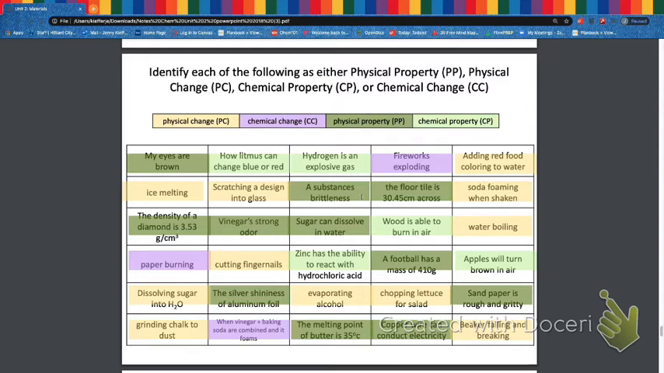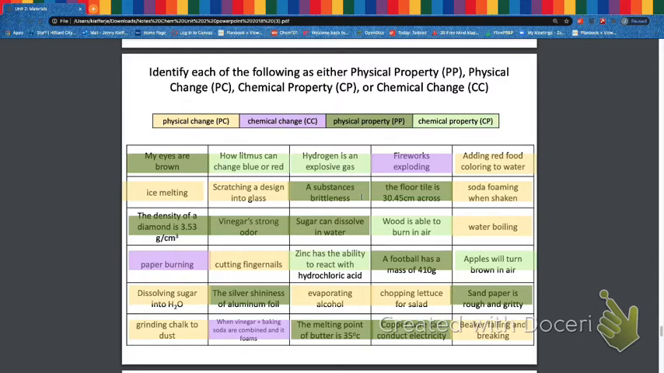At the top of the third column, the fact that hydrogen is explosive is a chemical property. That means that it can react with oxygen and cause an explosion. The next two substances, the fact that a substance is brittle and the fact that sugar can dissolve in water, are physical properties. The fact that zinc has the ability to react with hydrochloric acid is a chemical property.